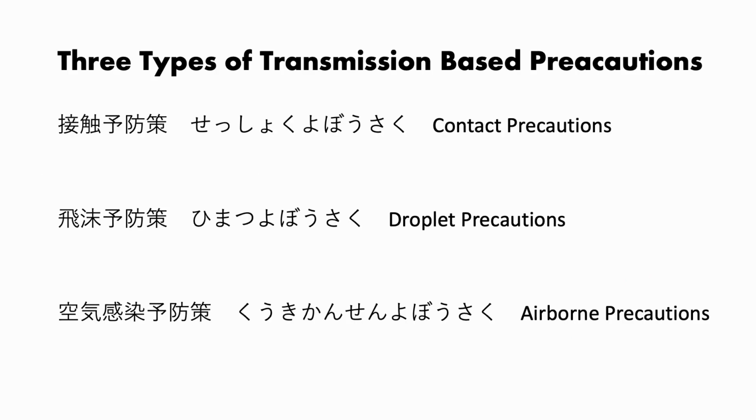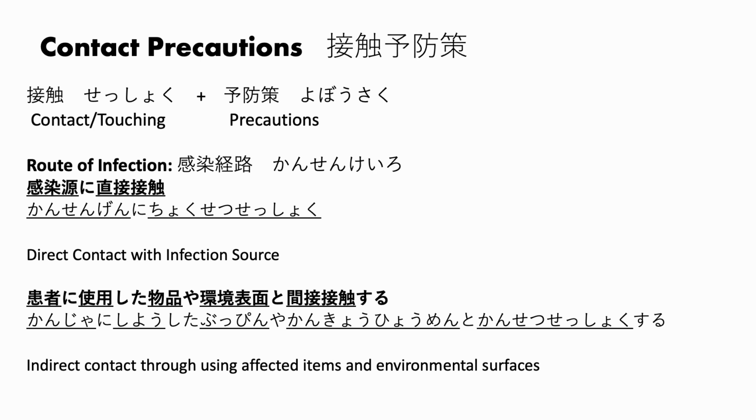Next, we look at the words for the three types of transmission-based precautions. So the first is contact precautions, which is the one we'll focus on in this video, and the word for that is sesshoku yobosaku. There are also droplet precautions, and the word for that is himatsu yobosaku. And there are also airborne precautions, which is kuki kansen yobosaku. So contact precautions, as we just touched on in Japanese, is sesshoku yobosaku. Breaking the kanji down, we have the word for contact, sesshoku, combined with precautions, yobosaku, together making sesshoku yobosaku, or contact precautions. So a very literal, straightforward translation there.